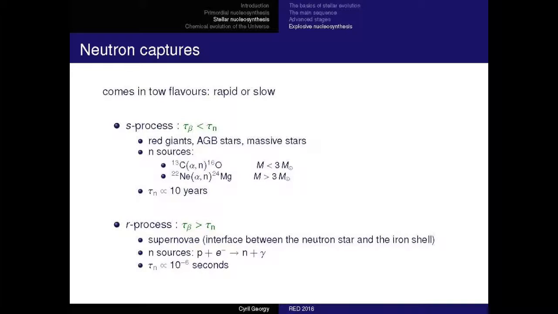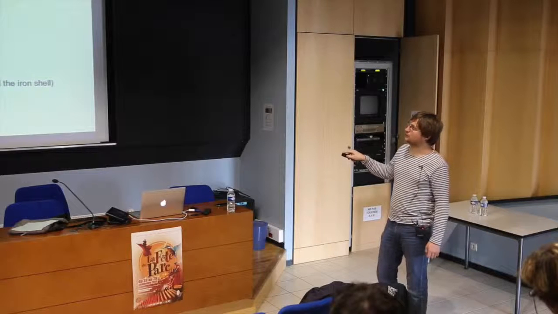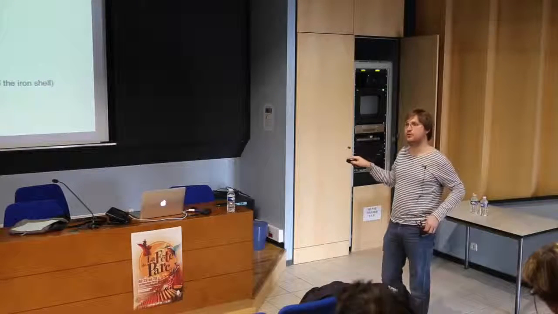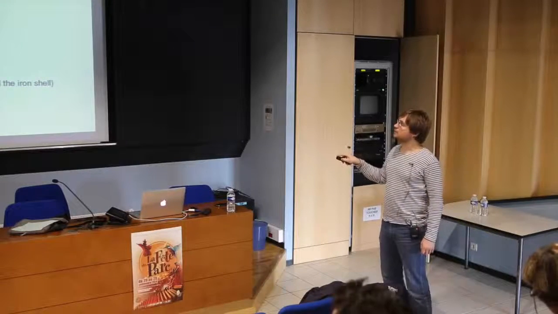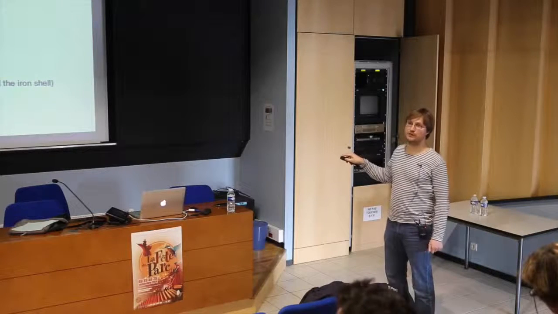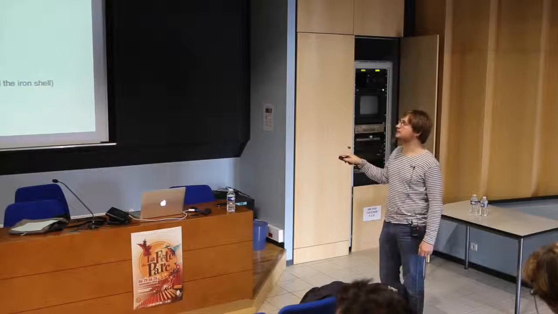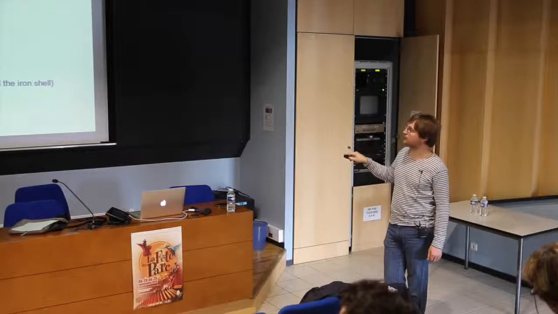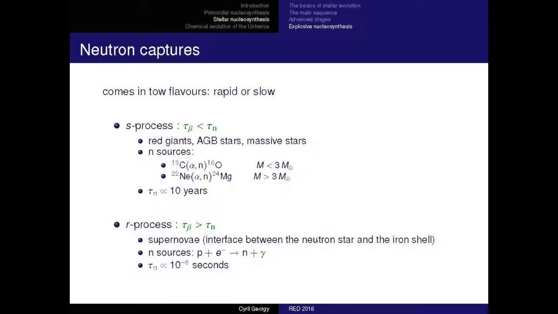You have slow neutron captures when the time of beta disintegration of your atoms is smaller than the typical time for capturing neutrons. So in this case, the beta reaction will win against the neutron capture, and you will basically follow a given path in the nucleosynthetic diagram. This kind of process occurs in red giants, in AGB stars, and in massive stars, in different layers where you have these neutron sources.